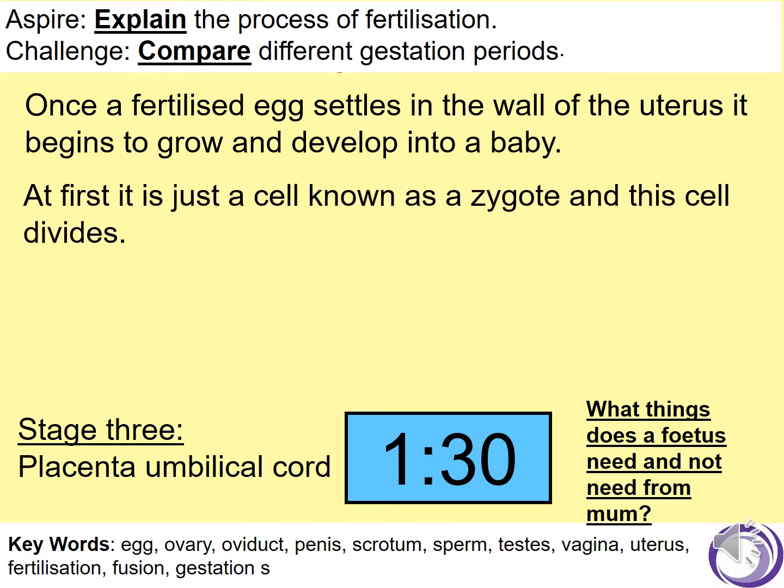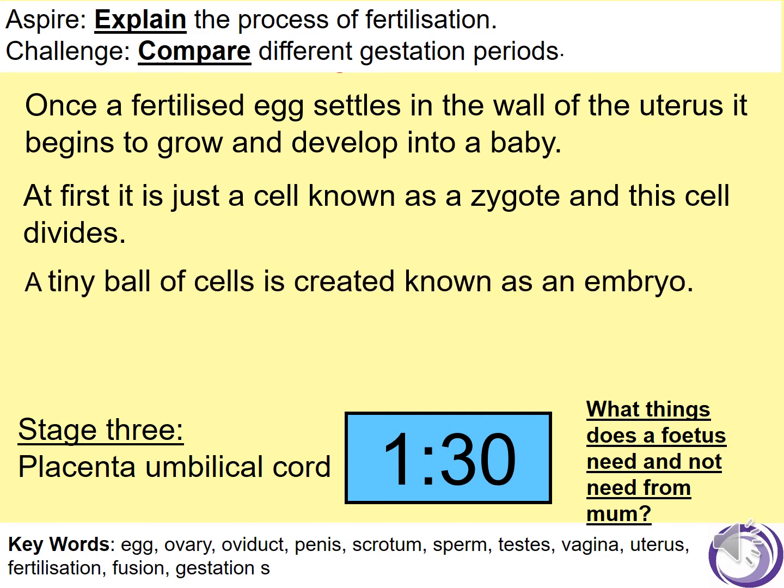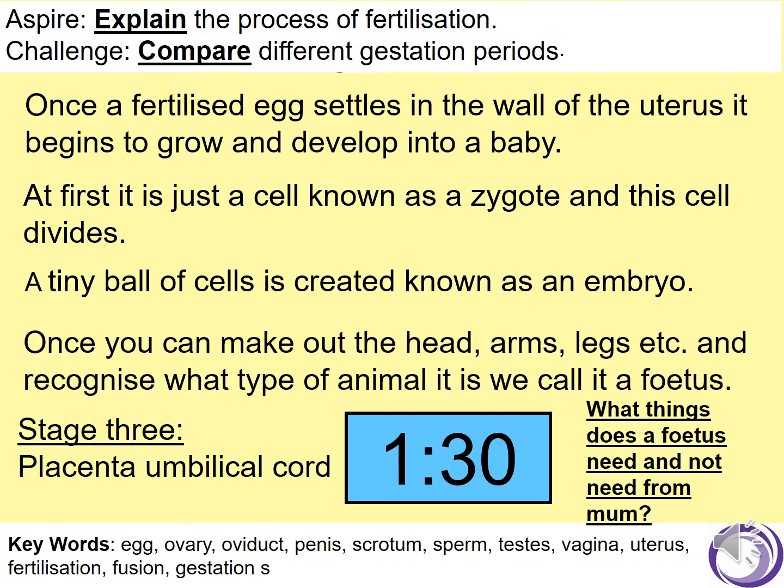At first it is just a cell known as a zygote, so there's the first key word, and this cell divides. A tiny ball of cells is created, and that is known as an embryo. So a zygote is a single fertilized cell, whereas an embryo is a ball of cells. And then finally, once you can make out the head and the arms and legs, etc., and you recognize what kind of animal it is, then at that point it is called a fetus.